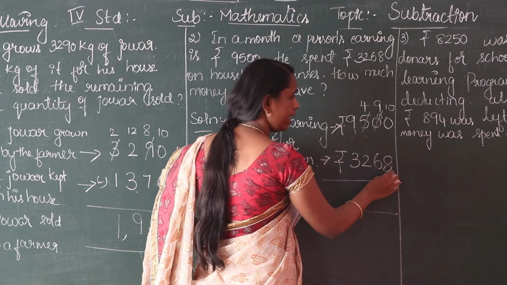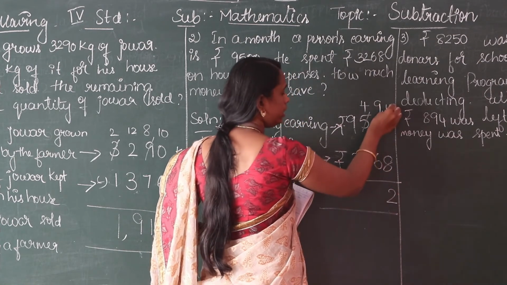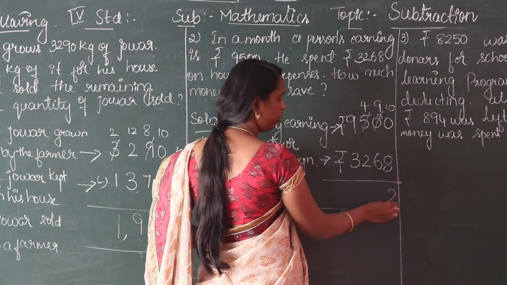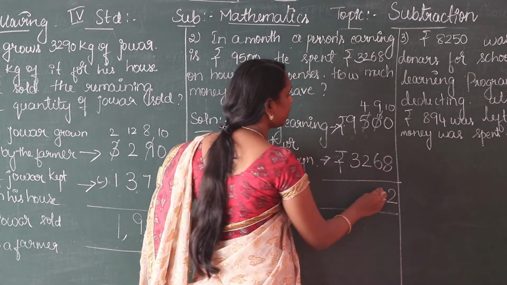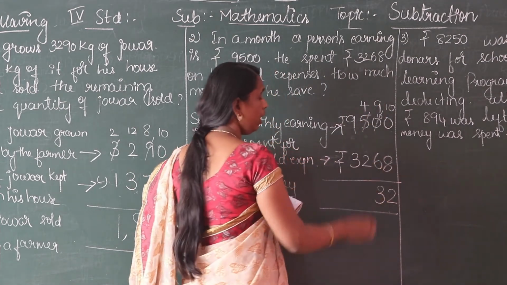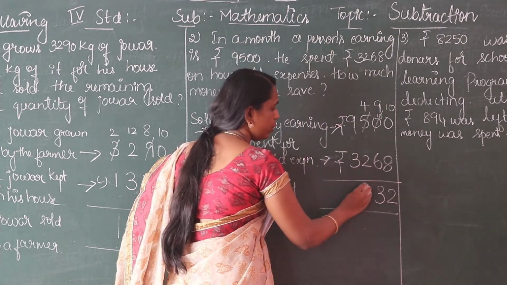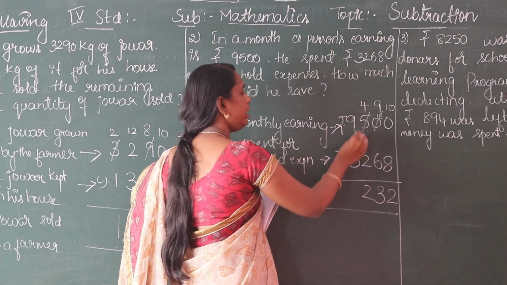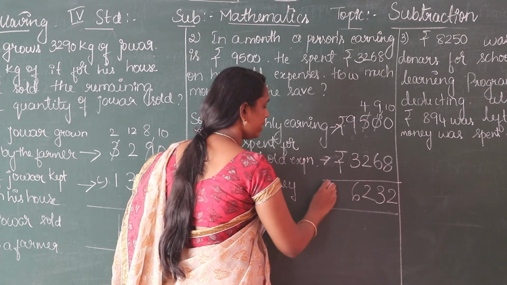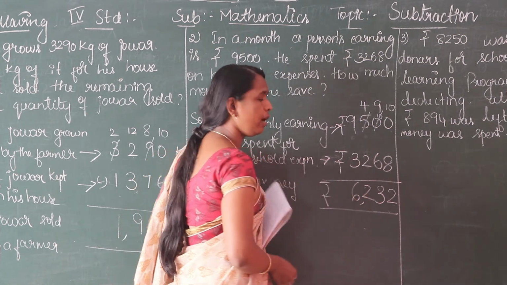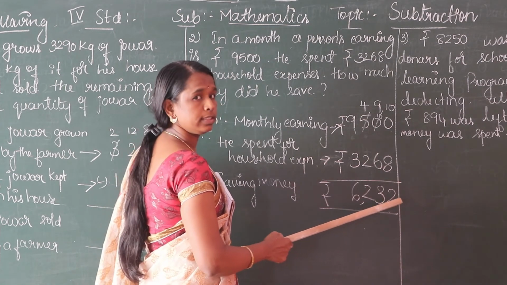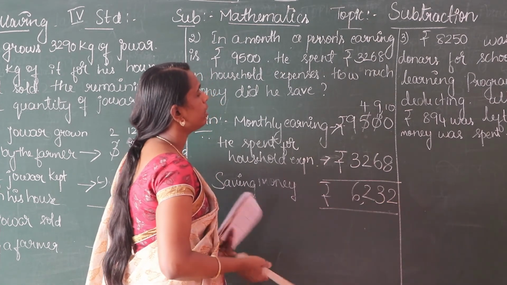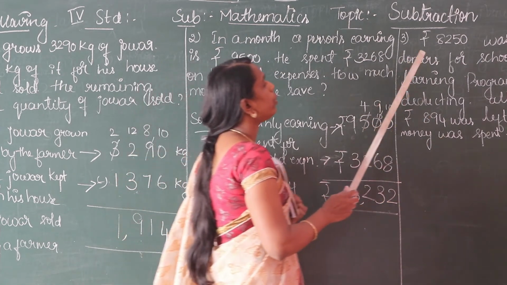10 minus 8, 2. 9 minus 6, how much? 3. 4 minus 2, 2. 9 minus 3, 6. What is the saving amount? 6,232.